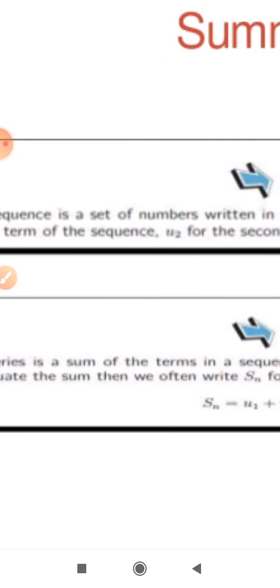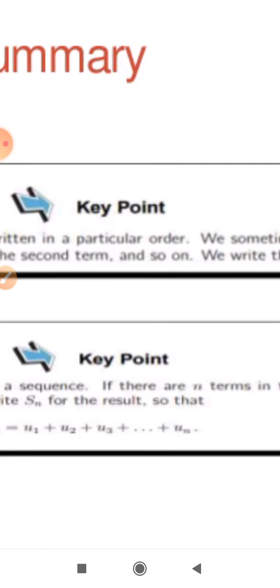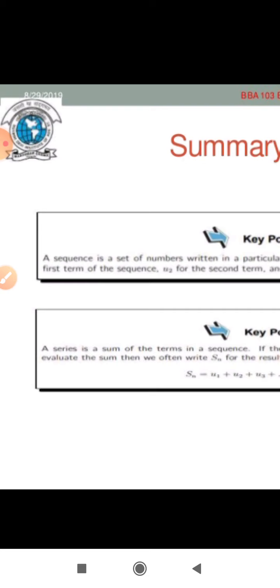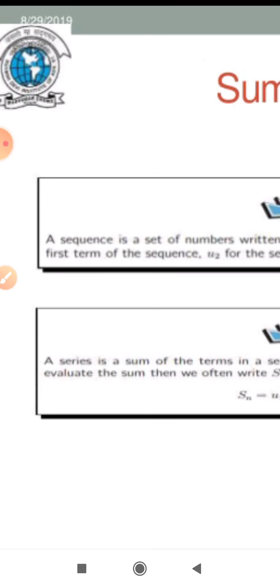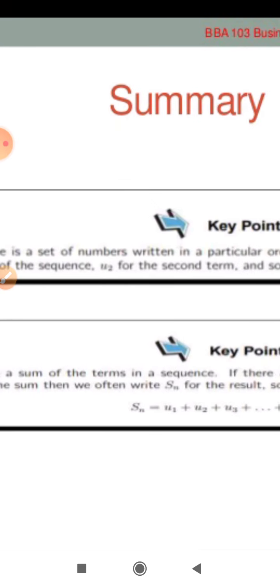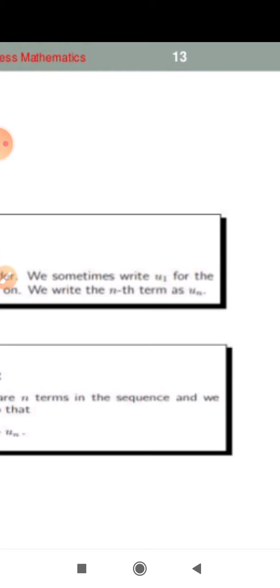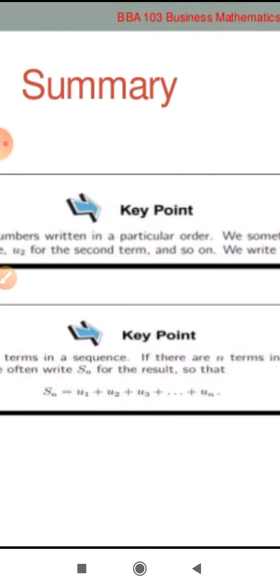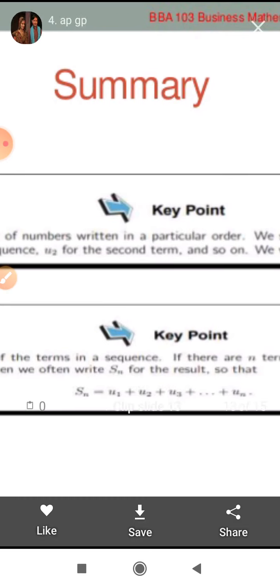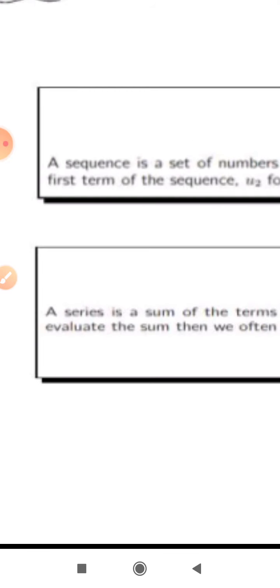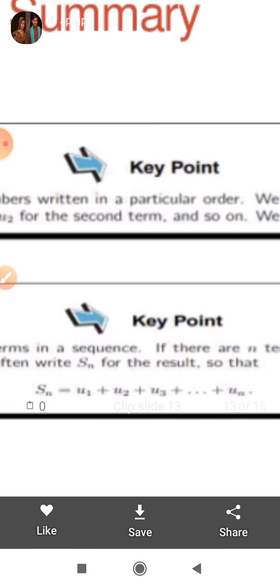Summary. Key points. A sequence is a set of numbers written in a particular order. We sometimes write u1 for the first term of the sequence, u2 for the second term, and so on. We write the nth term as un. Key point. Next, a series is a sum of terms in the sequence.